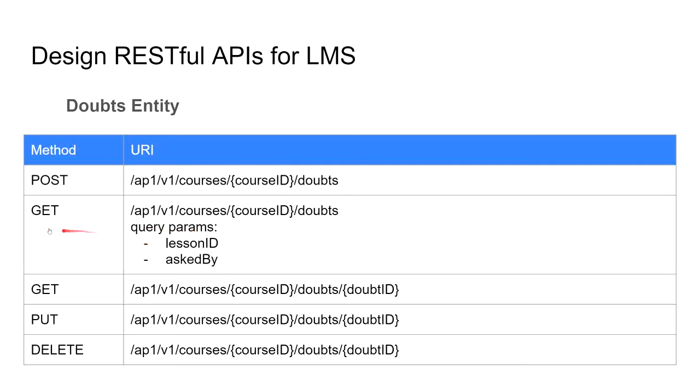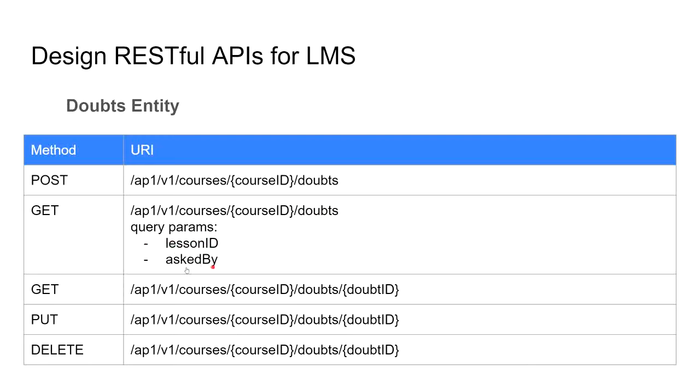Then you might want to know all the doubts for a course, right? So a useful query parameter would be which lesson you are talking about. For example, on your UI, when you are showing a course, a lesson, and over here you want a Q&A tab, question and answers tab, there, if you have provided a query param like this, then you could easily filter all the doubts for a given lesson.